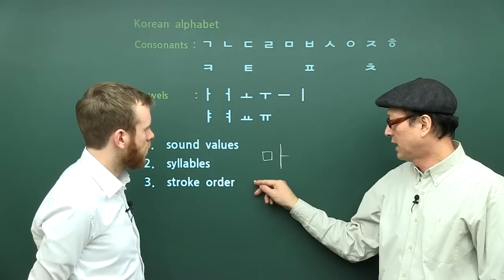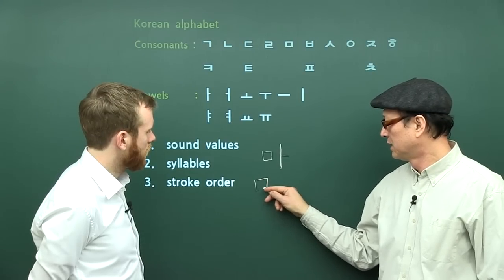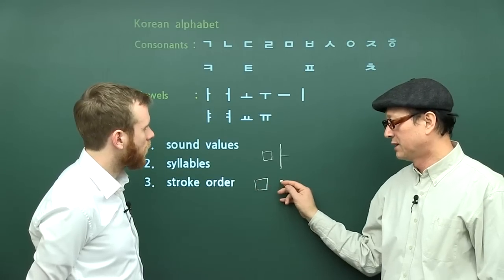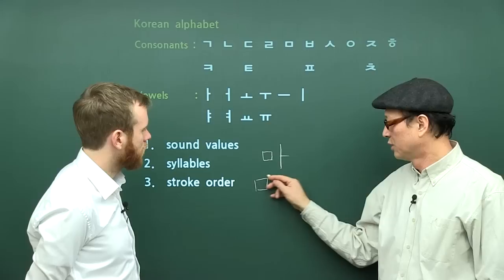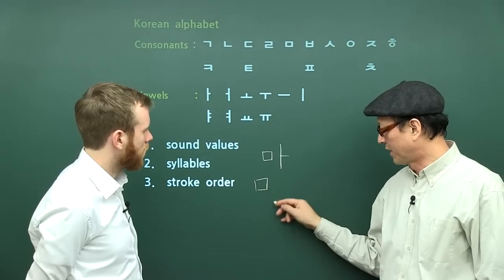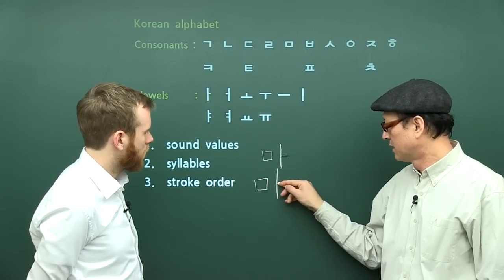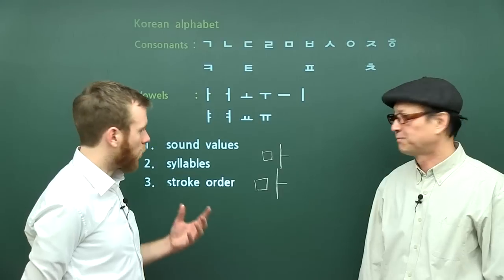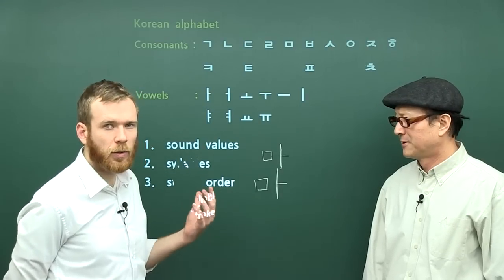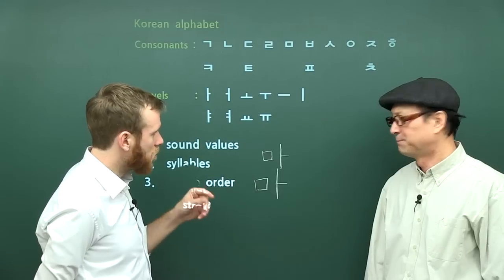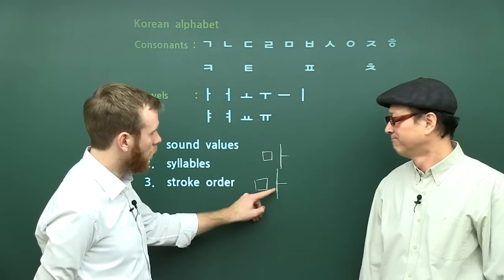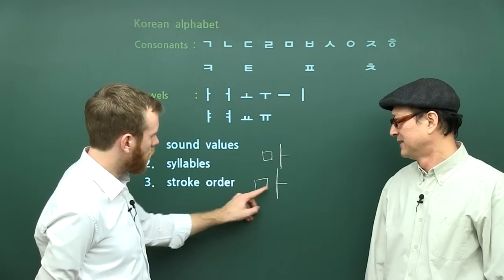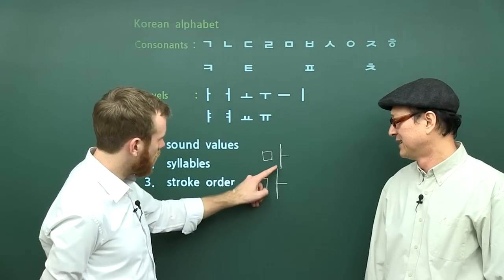You write this one, two, three, left to right, top to bottom. There is a specific stroke order that we should follow, especially when you're just learning the Korean alphabet. So in the case of the M sound, one, two, three. The rule is left to right, top to bottom. For the A vowel sound, one, two.